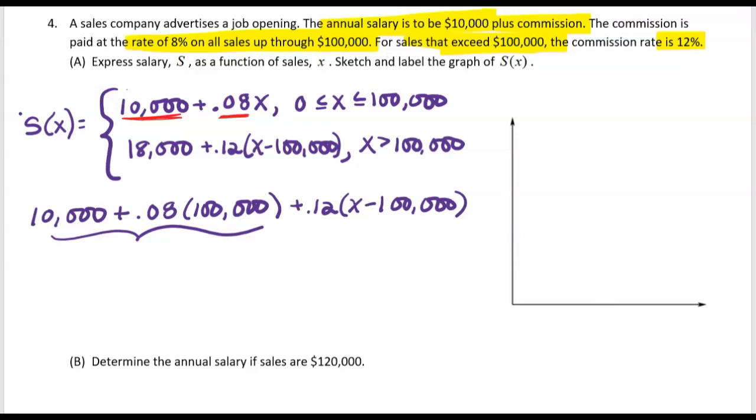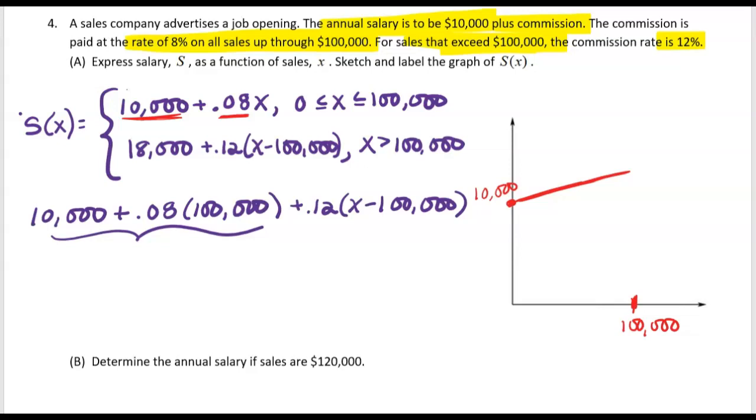It's a linear function. So if we mark 10,000, all right, and then we just draw a line with this 0.08 slope, which is not really that steep. And that's going to take us to an x value of 100,000. So just mark that down on your x-axis.